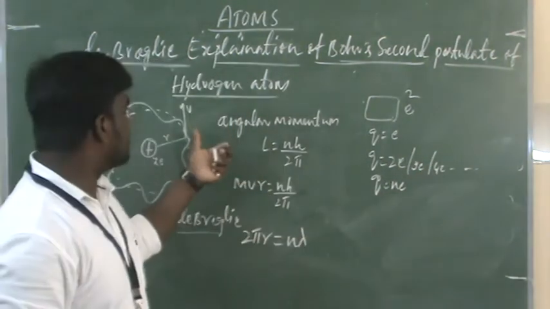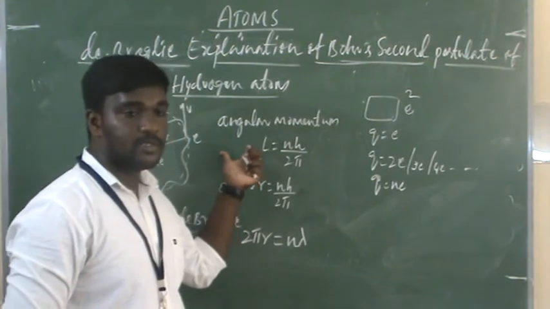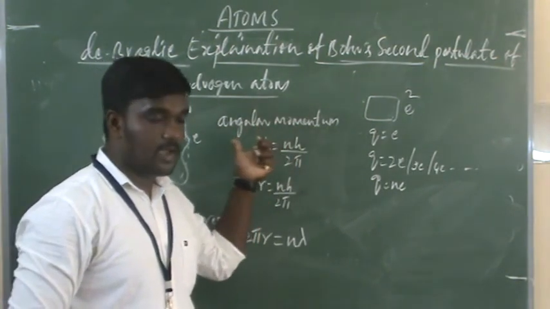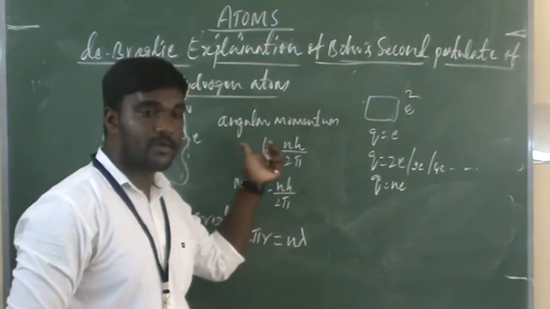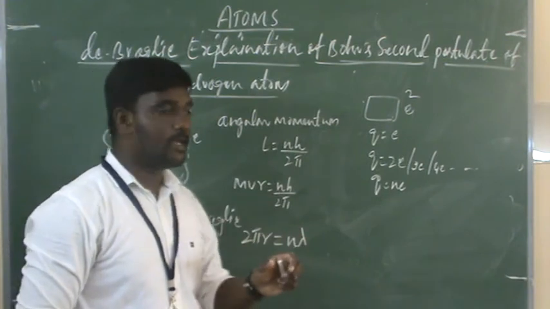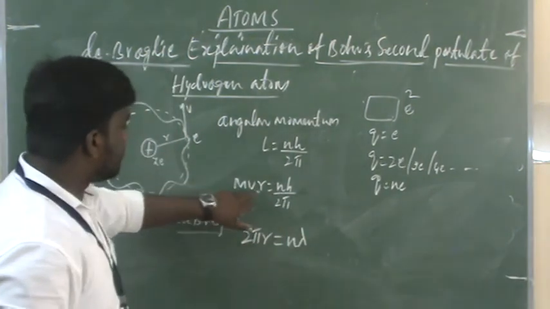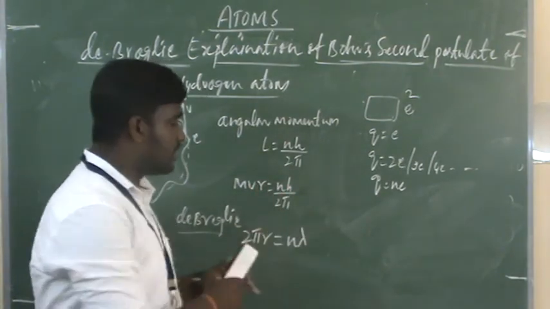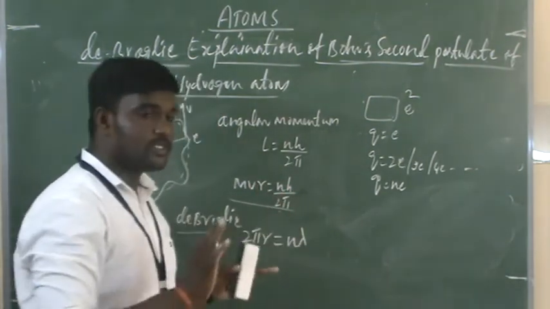So according to Bohr, for an electron revolving around the nucleus, the angular momentum of the electron is quantized and an integral multiple of nh by 2 pi. So mvr, the angular momentum, is equal to nh by 2 pi. This is the expression for Bohr's postulate.